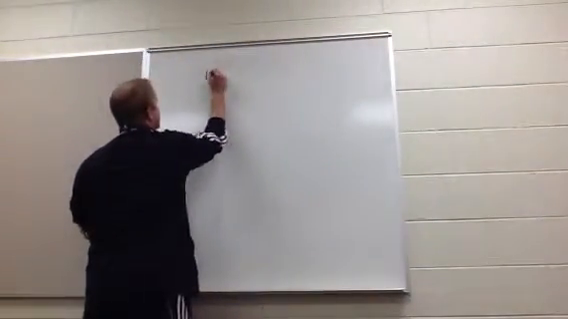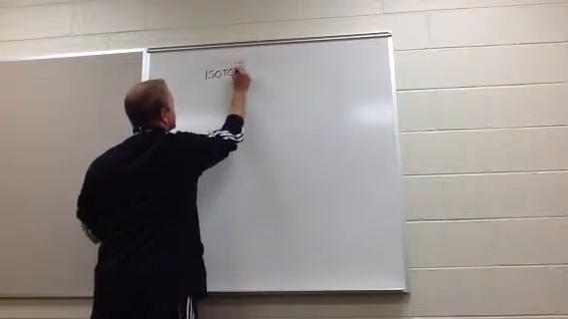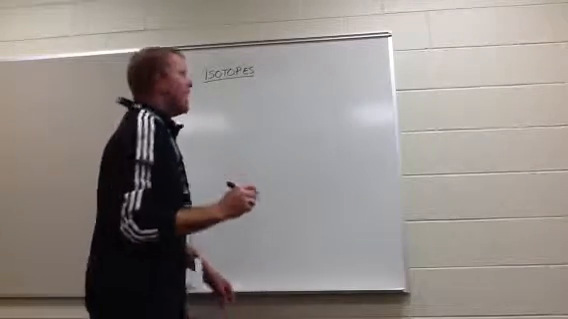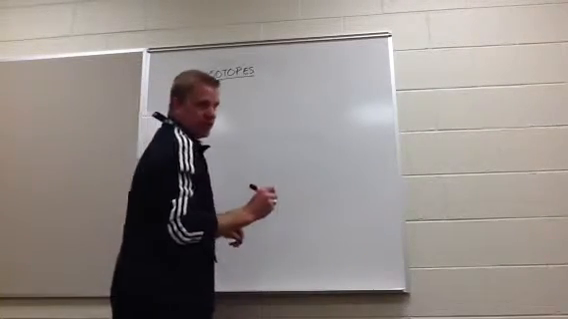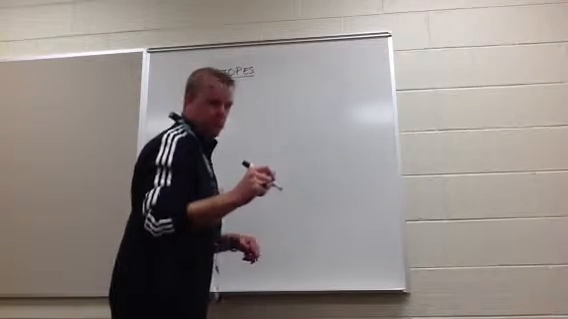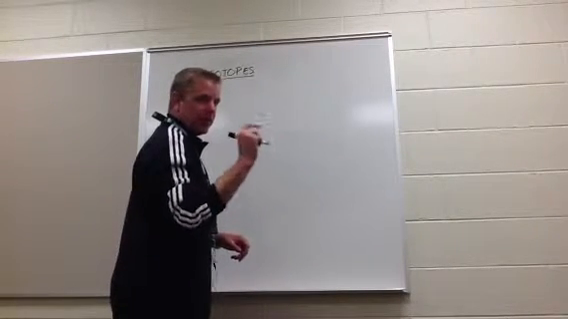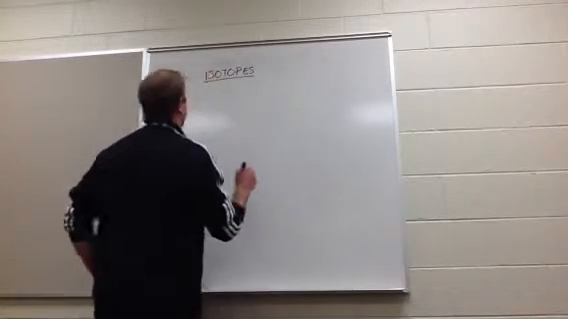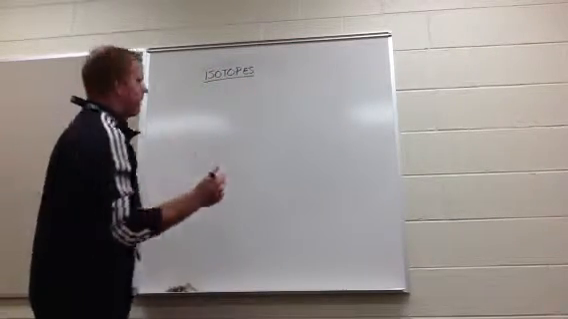Okay, now let's talk about isotopes. By definition, an isotope is two versions of the same element having different numbers of neutrons. Two versions, same atom, having different numbers of neutrons. So when I think about this, I think of a couple of them.